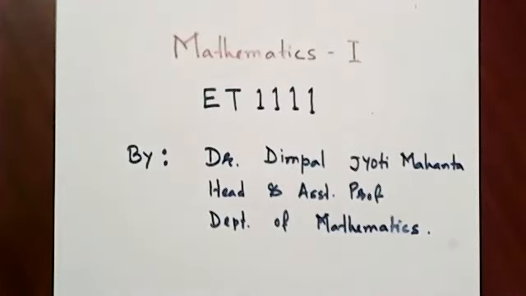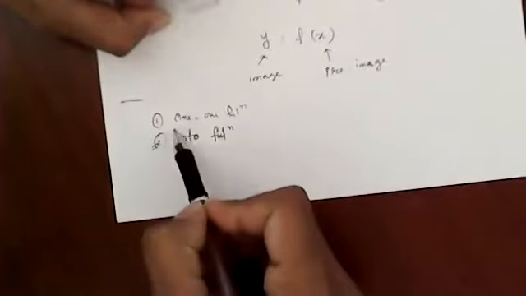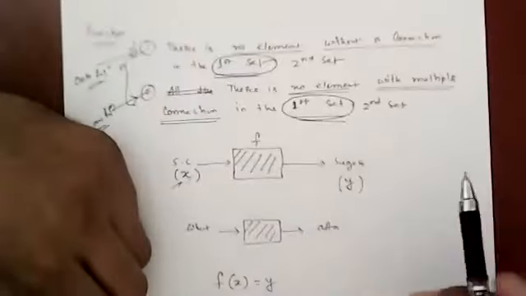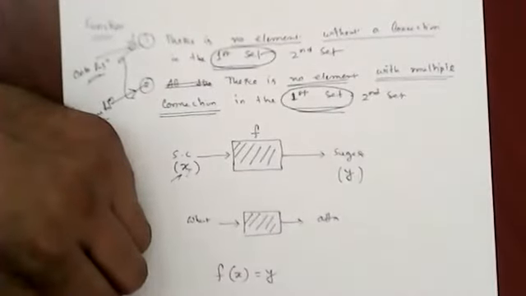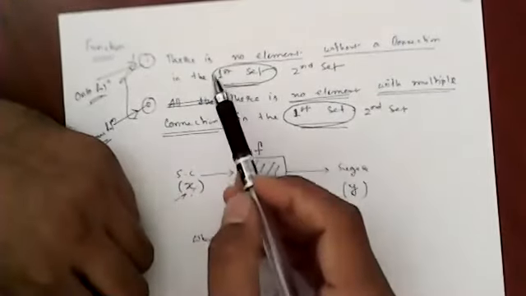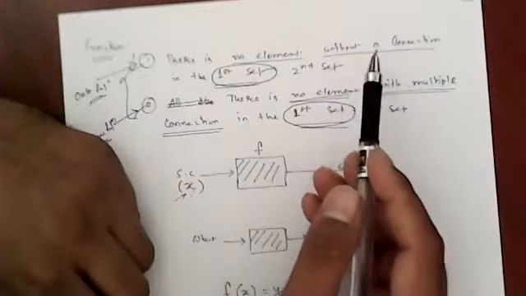Yeah, we are discussing functions, and in the last class we discussed two terms related to functions. One is the one-one function, and the other is the onto function. I told you that these two terms can be defined with the help of the conditions which are used to define a function.